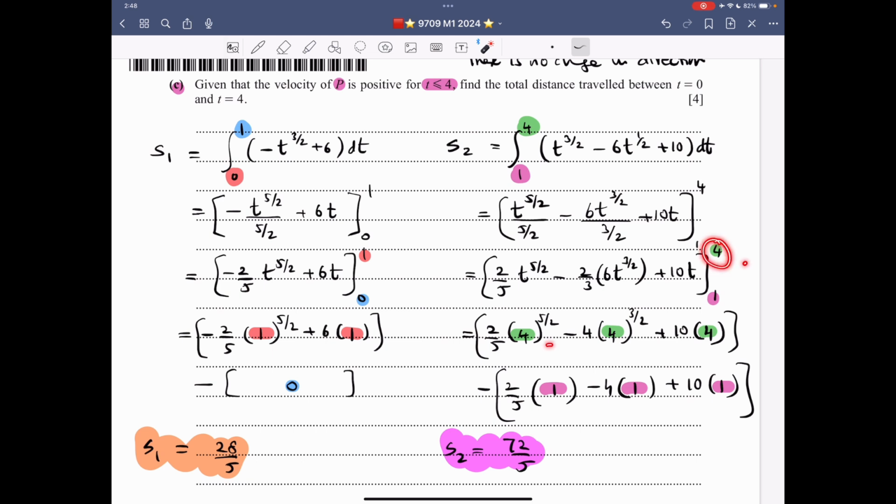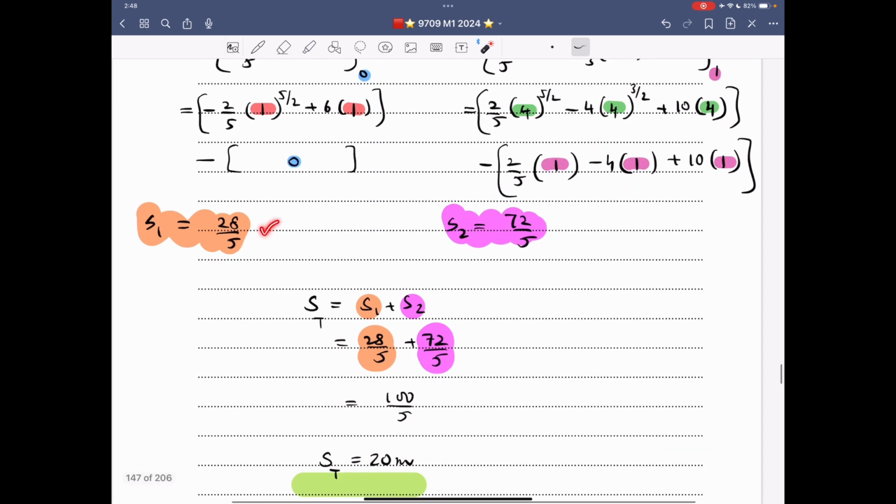So that is the upper limit. That is the lower limit. That comes out to be this. And working in exact fractions, the answer is beautiful. It comes out to be 20 meters.